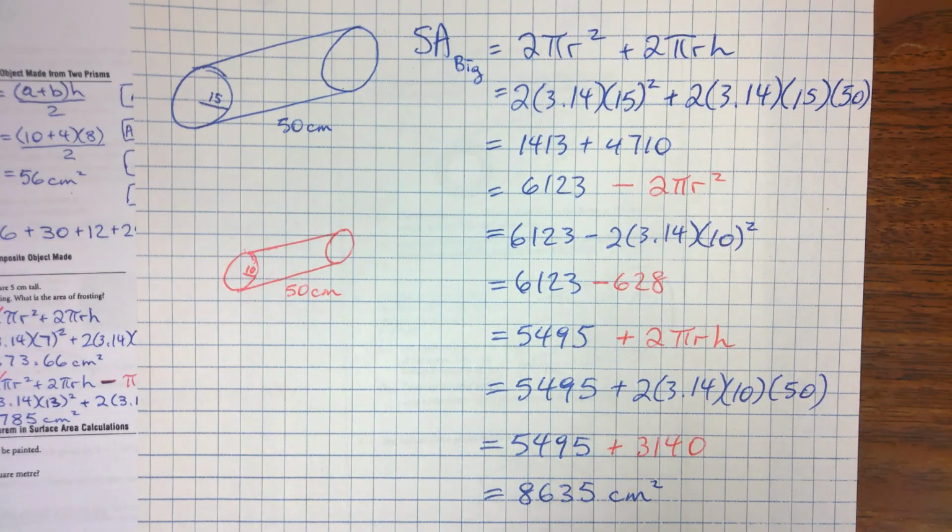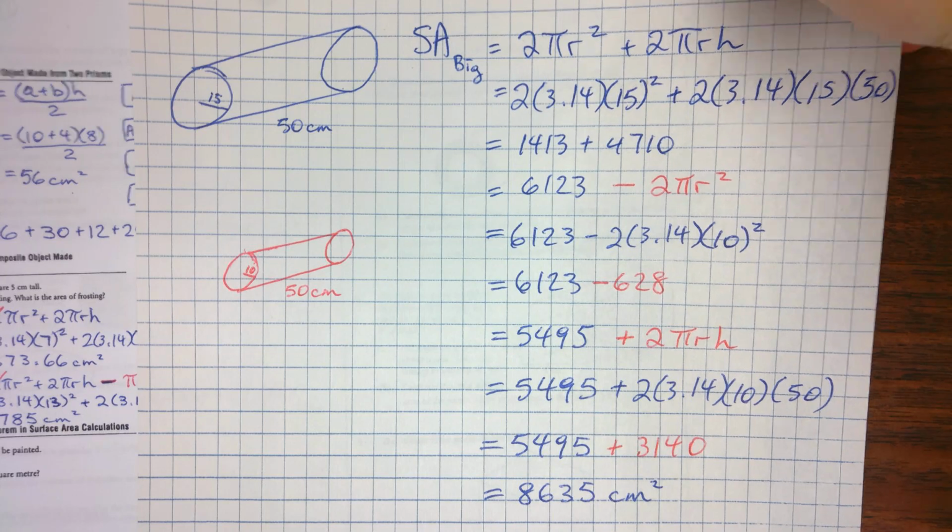So this is an example of a composite figure question involving volume and surface area. I would say if you see something like this on the test, it will be one of the hardest ones. Okay, if you can do this, then good job. Then you should have no problem on the test.